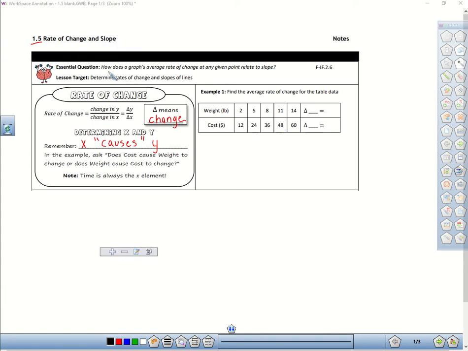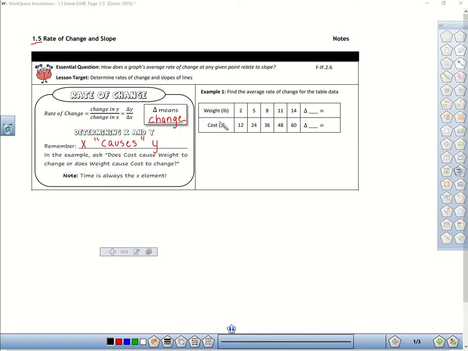Our essential question today is, how does a graph's average rate of change at any given point relate to the slope? And determine rate of change and slope of lines. So I will give you a spoiler alert and tell you that slope is the rate of change. And when we have a linear equation, we have a constant rate of change.